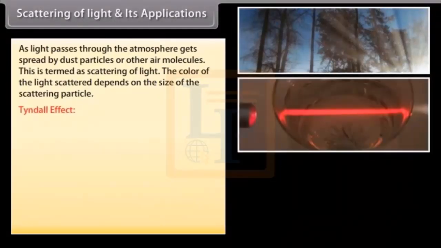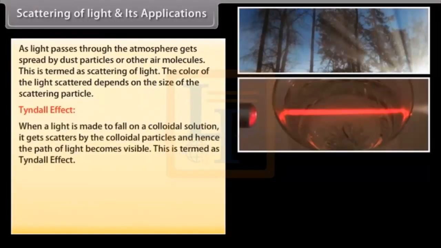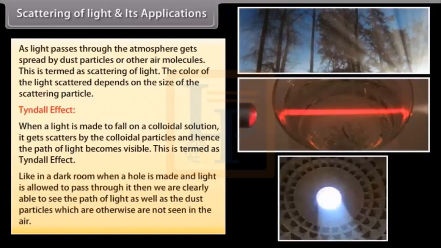Tyndall effect. When a light is made to fall on a colloidal solution, it gets scattered by the colloidal particles and hence the path of light becomes visible. This is termed as Tyndall effect. Like in a dark room, when a hole is made and light is allowed to pass through it, then we are clearly able to see the path of light as well as the dust particles which otherwise are not seen in the air.